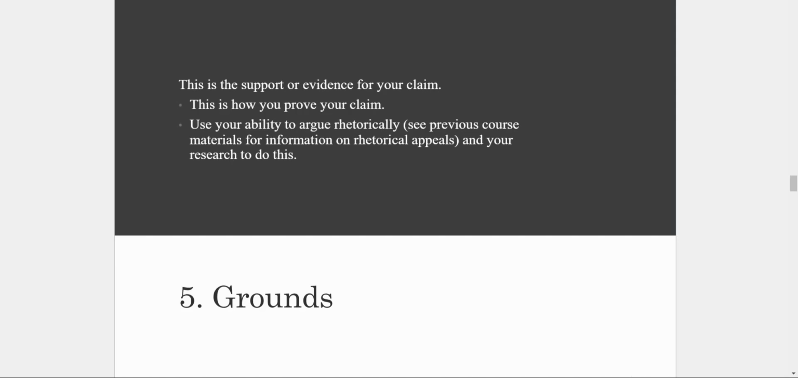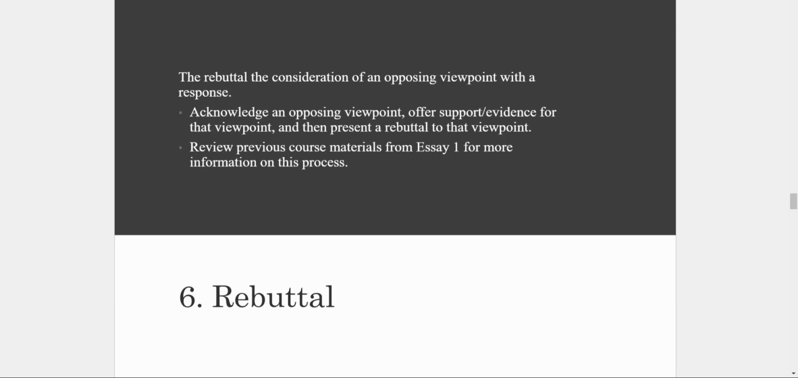The fifth step is a step that we already know from Essay 1, and it is the grounds. This is the support or evidence for your claim. This is how you prove your claim. It's your ability to argue rhetorically and to provide research or evidence. And we also know about a rebuttal as well. We talked about this extensively with the first assignment, and the rebuttal is the consideration of an opposing viewpoint with a response.